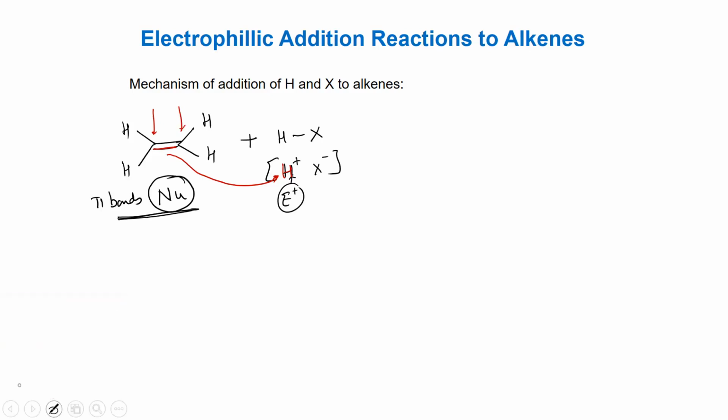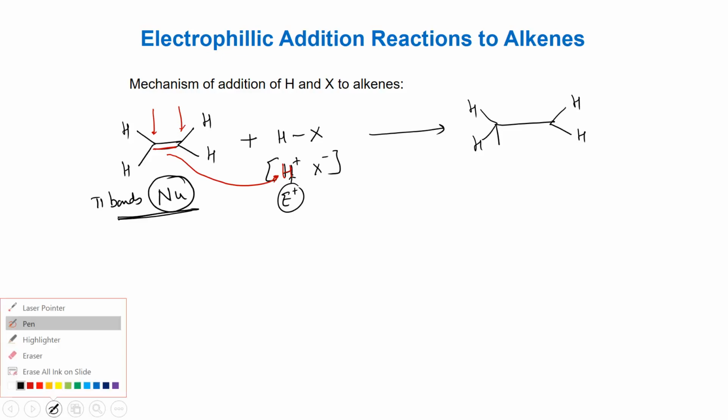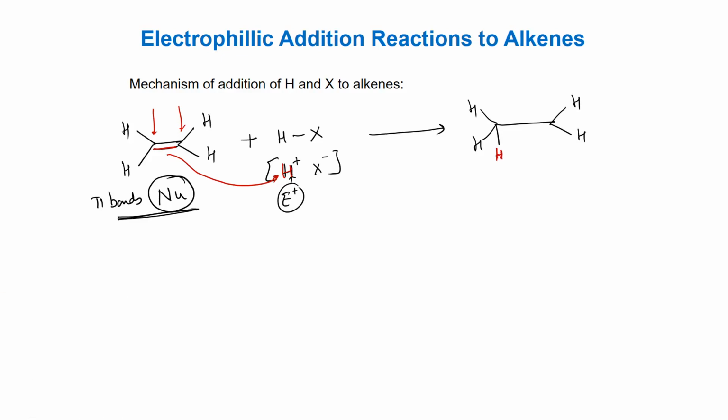So let's write the product. Let's say I put the H plus on this carbon. So the new bond formed as a result of this reaction is this bond, and the electrons for that bond are coming from the pi bond. A pi bond also has 2 electrons. Now as a result of this reaction, this carbon has a positive charge. It has only 3 bonds. Carbon with 3 bonds, 6 electrons has a positive charge. A positively charged carbon is called a carbocation.